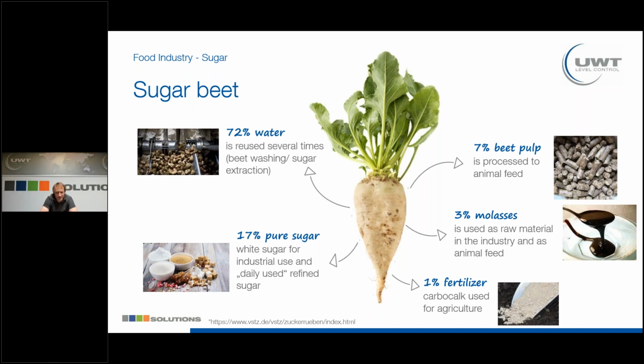And there are also some side products of the sugar beet. We have 7% beet pulps, and they are processed to animal feed. We have 3% molasses. This is used as a raw material for different industries and also for the animal feed production. And 1% is a fertilizer, carbocalc, and this is used for agriculture. So you can see sugar beet is quite versatile, and you get a lot of products out of such a sugar beet.